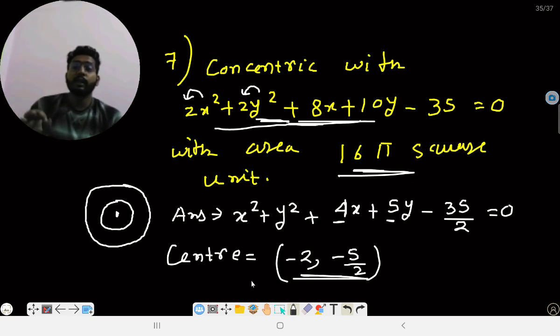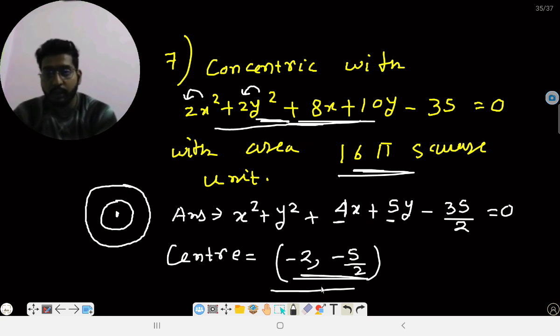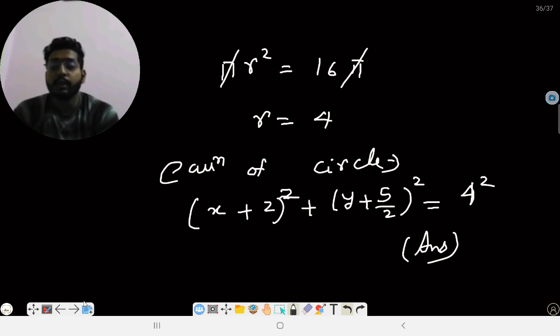So again, what is given: you have to find an equation of a circle which is concentric with this circle and has an area of 16 pi square units. Now concentric means both circles have the same center. The radius will not be the same, but the center will be the same. So first of all you need to find the center. The center of this circle will be equal to the center of the required circle, and the area is given as 16 pi. Now using 16 pi you'll get the radius.